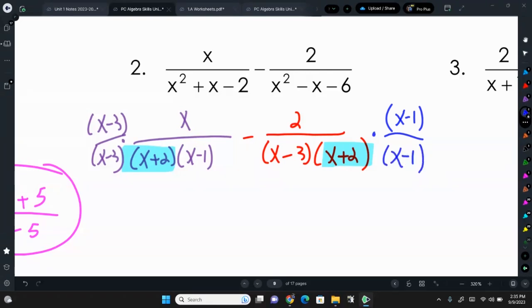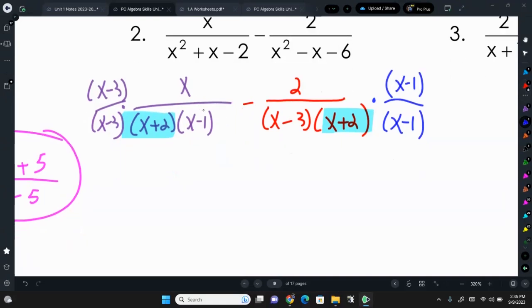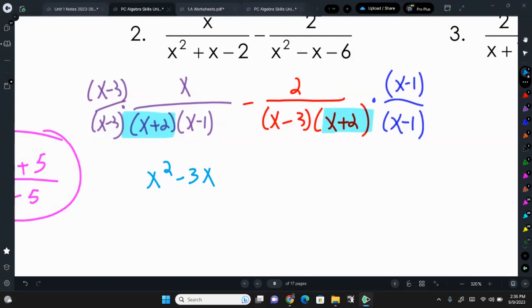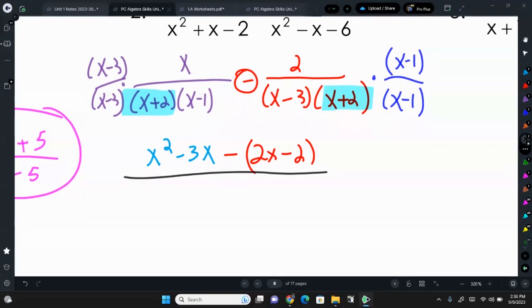And now we're not going to multiply out that denominator. We're going to leave it all in factored form. But the numerators we are going to distribute. So the first fraction, distribute the x minus 3 into the x. That becomes x squared minus 3x. And then the second fraction becomes 2x minus 2. Now remember there's this minus sign here, and then it's being distributed. So we're going to have to distribute that negative sign at some point. All over the common denominator, which in factored form is x minus 3 times x plus 2 times x minus 1.